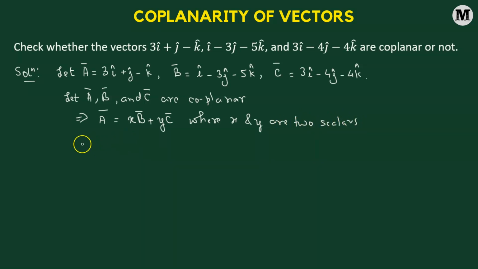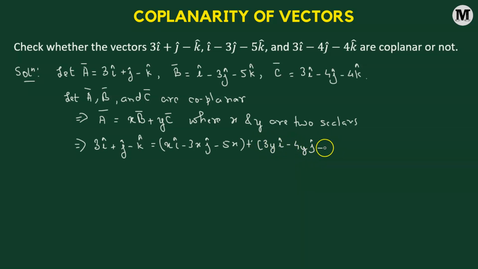Now, we have a vector represented by 3 times i cap plus j cap minus k cap. So this is going to be equal to x times b vector. That means we have x times i cap minus 3 times x j cap minus 5x k cap. So this is x times the vector b. And then this is added to y times c vector. So y times c vector means we have 3 times y i cap minus 4 times y j cap minus 4 times y k cap.